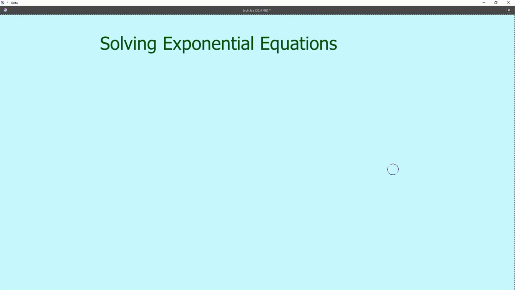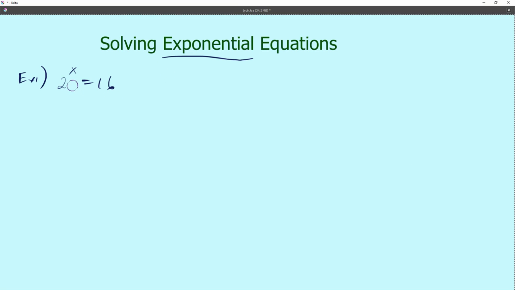All right, so today we're talking about solving exponential equations. Exponential equations are equations where the x is your exponent. So here is your example number one. I have 2 to the x is equal to 16.